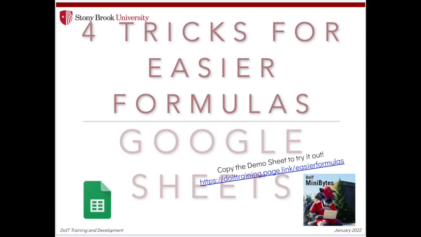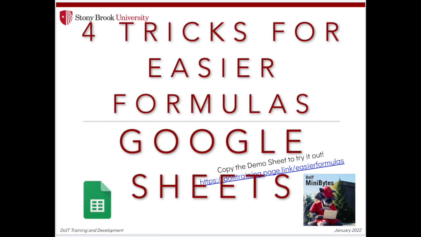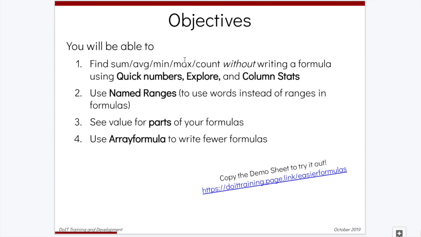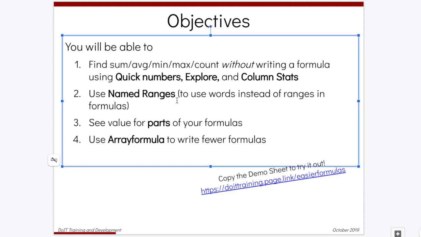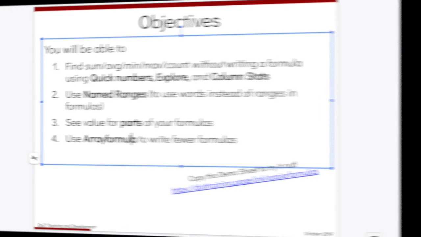I want to show you some tricks for working with formulas more easily in a Google Sheet. We'll start off with three ways you can find something about your data without even writing a formula. And then I'll show you how you can make it easier to work with ranges by giving them names, how you can see parts of your formula, what the value is, especially for longer, more complicated formulas, and finally, how you can use array formula to simplify how many formulas you actually need in your data.